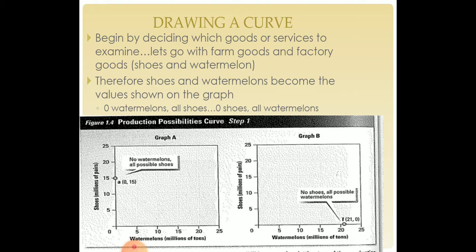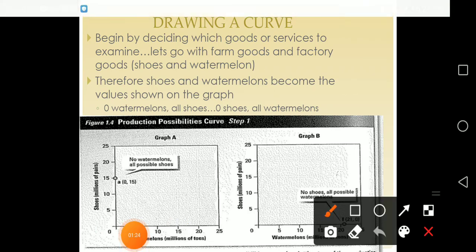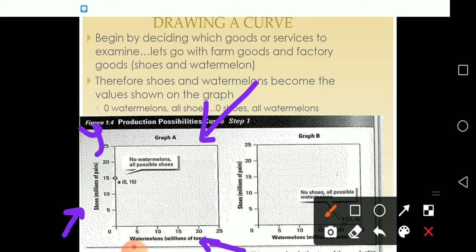Let's go with farm goods and factory goods. When I say farm goods, I mean, for example, watermelon, and factory goods, for example, shoes. Therefore, the shoes and the watermelons become the values shown on the graph. In this graph, I have the shoes on the y-axis and the watermelons on the x-axis. The shoes are shown in millions of pairs and the watermelons are shown in millions of tons.